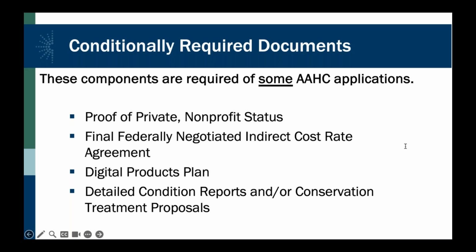If you are using a federally negotiated indirect cost rate in your budget, then you must include a copy of your final rate agreement. If you will create digital projects during the course of your project, then you must complete and submit a digital products plan. If you are requesting support for conservation treatment, then you must include detailed condition reports and/or formal conservation treatment proposals. Just like the required documents, omission of even one might result in your application's rejection.